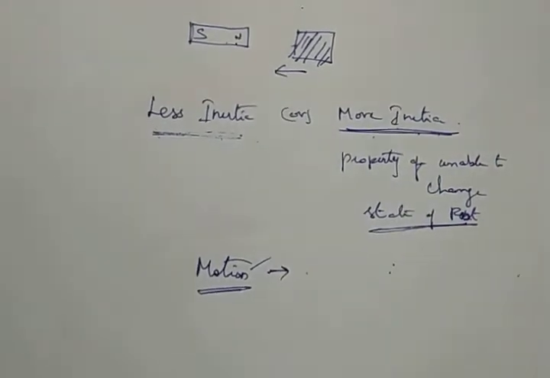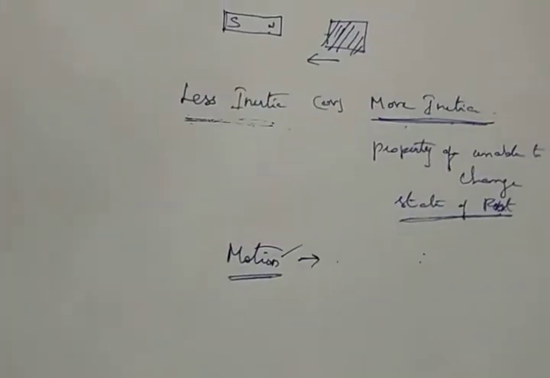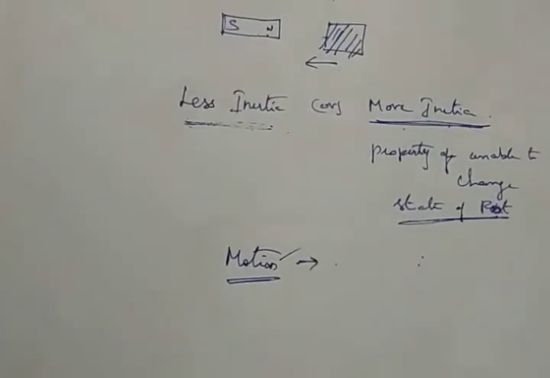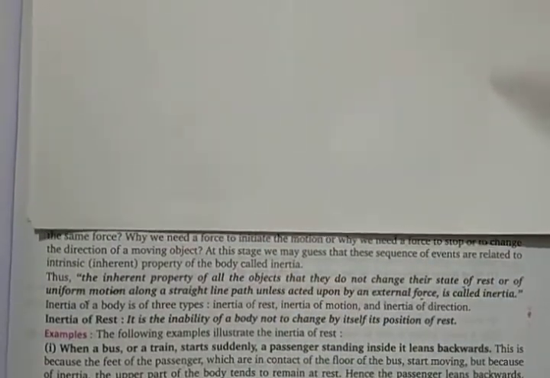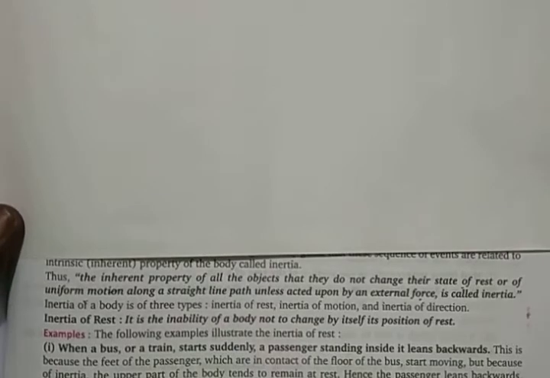But in the actual sense, this is just something off the topic I'm giving. The actual sense here is a body at rest will continue to be at rest. If the body is moving, it will continue to keep on moving. External forces are needed to change it. So there are three types: inertia of rest, inertia of motion, and inertia of direction. Suppose it is at rest, it will continue to be at rest. So the first topic is inertia of rest.